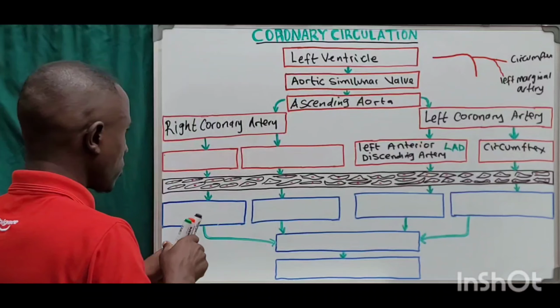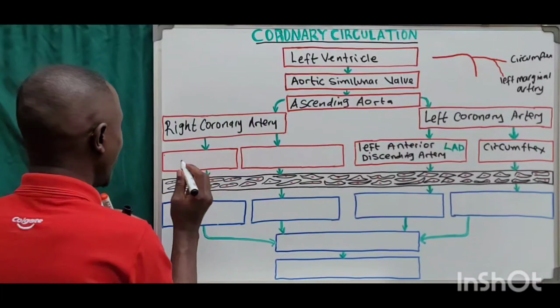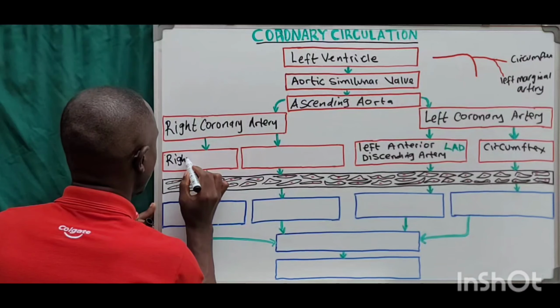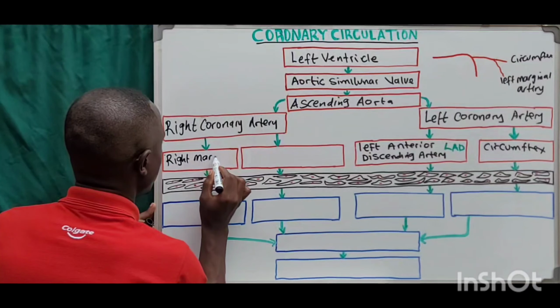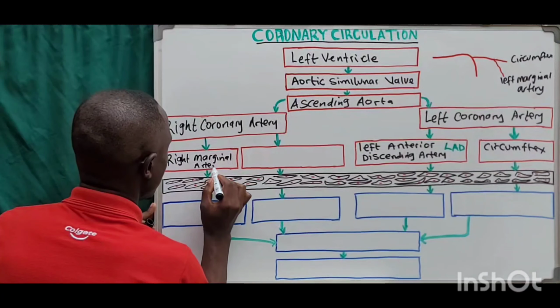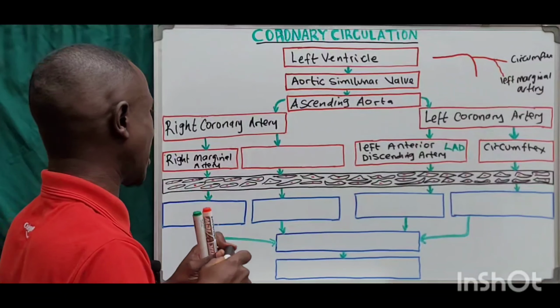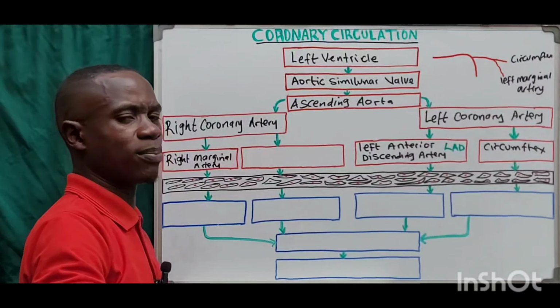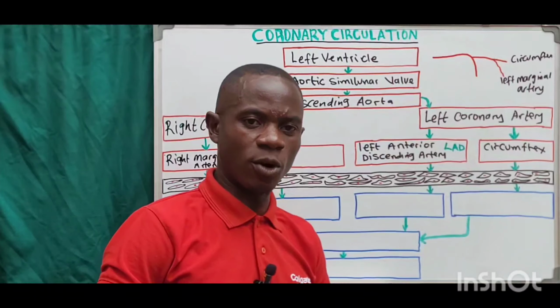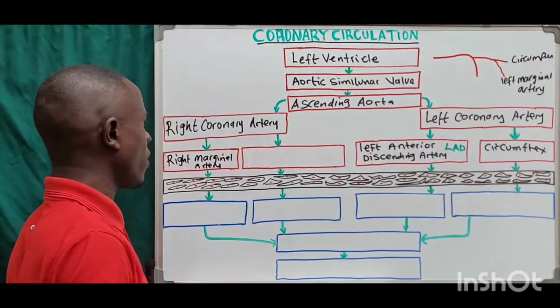The first one is the right marginal artery. And of course, this right marginal artery supplies the margins of the myocardium of the right ventricle. Super important.